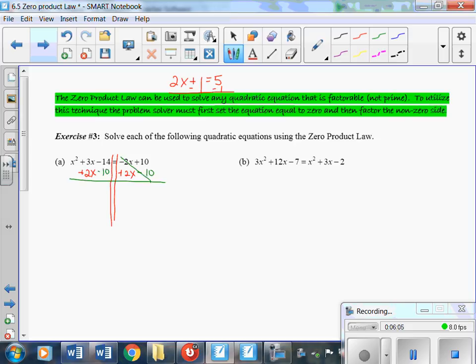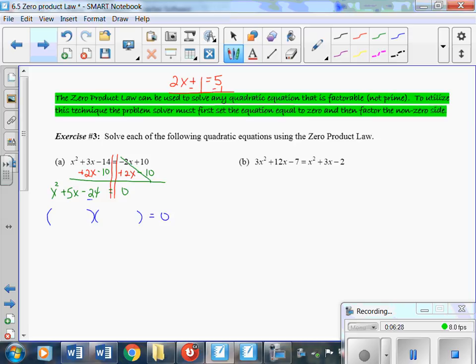So this side cancels to 0. This side over here becomes x squared plus 5x minus 24 is equal to 0. Now at this point, we can factor this. We've just spent an awful lot of time factoring. So hopefully, when you have a leading coefficient that's equal to 1, factoring is usually pretty easy.